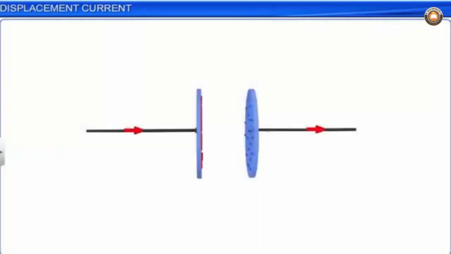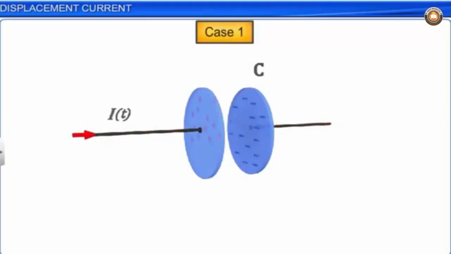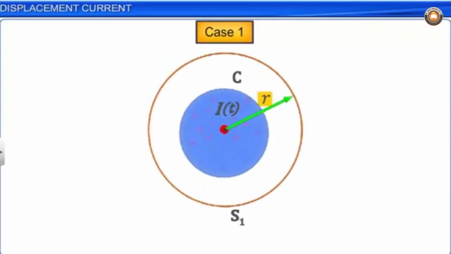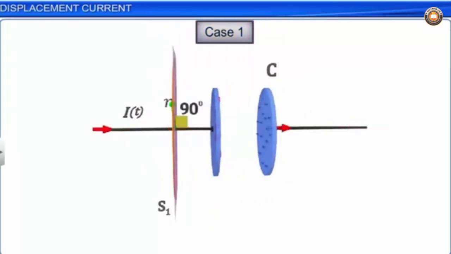To calculate the magnetic field produced by the change in the electric current with respect to time using Ampere's law, consider the process of charging a capacitor C by connecting it to a time-dependent current IT. As a first case, consider an imaginary circular loop S1 of radius r, which is outside the capacitor. The plane of the circular loop is perpendicular to the direction of the current in the conductor, and the center of the circular loop coincides with the conductor.